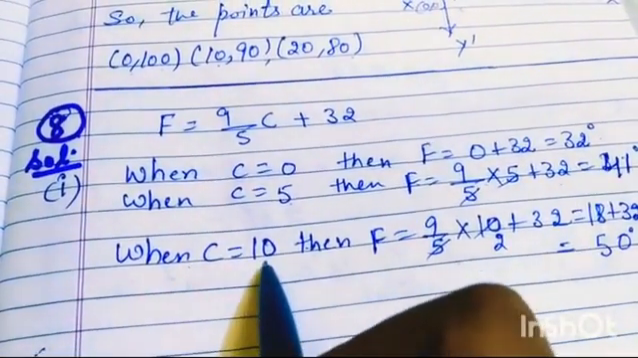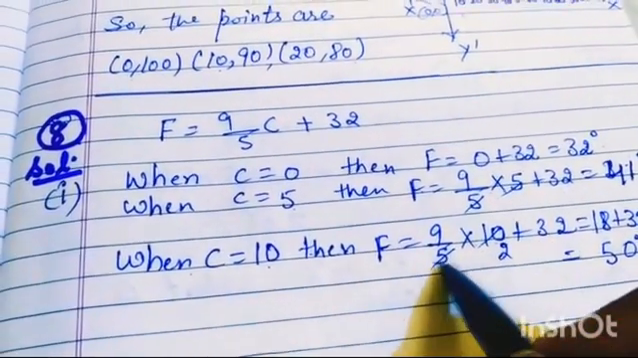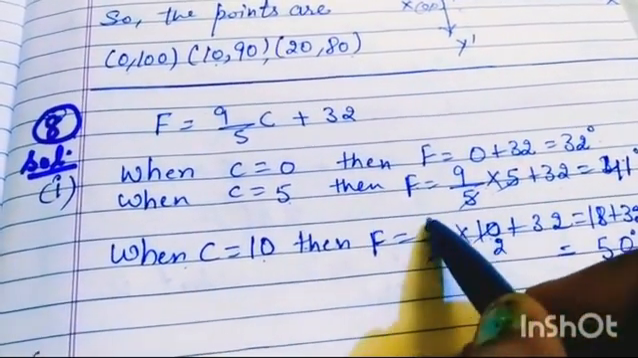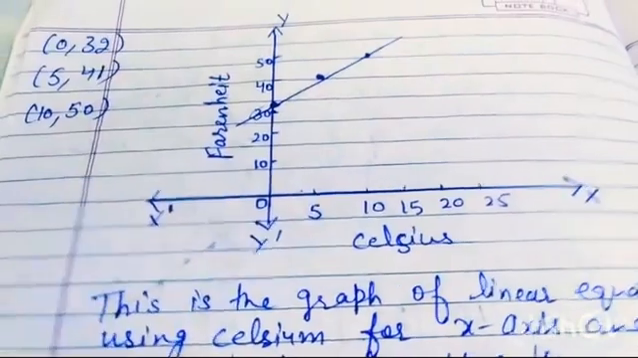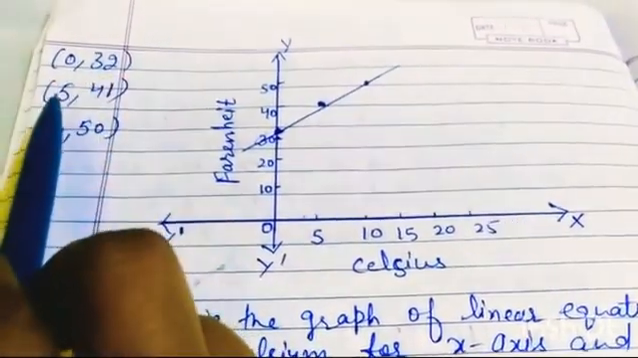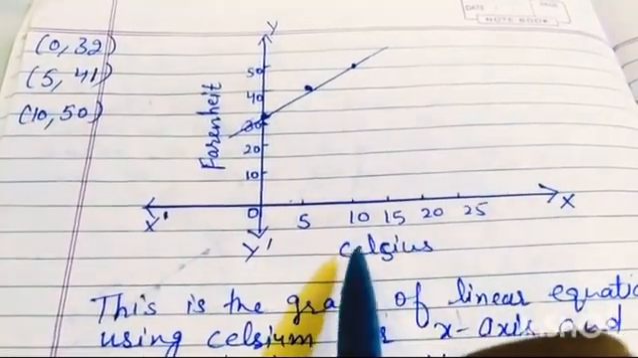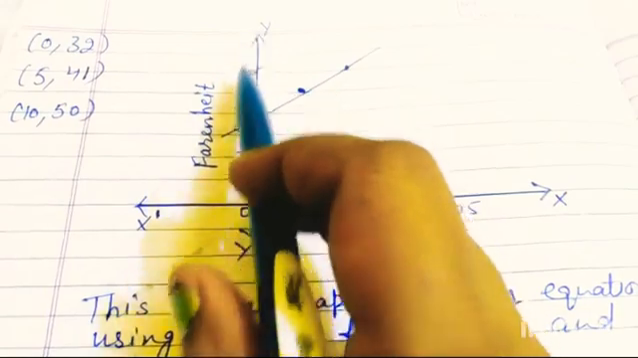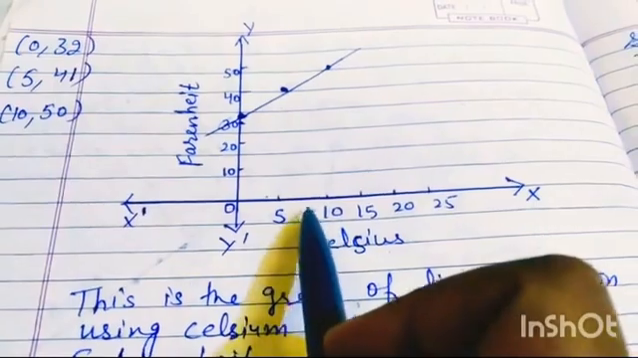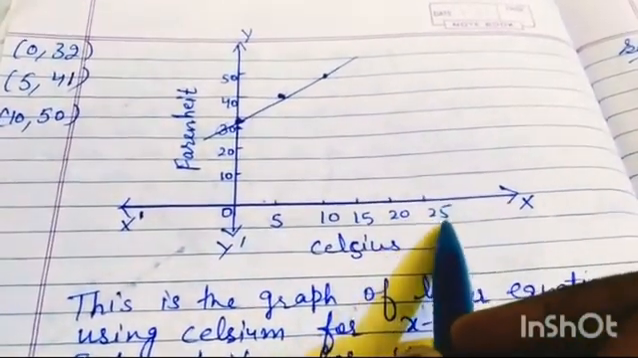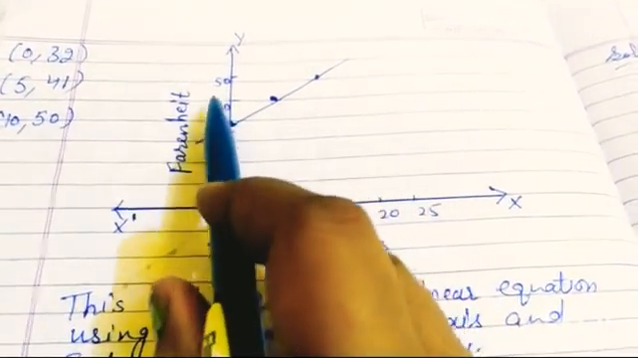Then when C equal to 10, then F equal to 9 over 5 multiplied by 10 plus 32. Then 5 twos are 10, then 9 twos are 18. 18 plus 32 equal to 50 degree. Therefore, we get the points. First is (0, 32). Second is (5, 41). Third is (10, 50). Now on x-axis, we will take Celsius and Fahrenheit on y-axis. Then we will take points 0, 5, 10, 15, 20, 25 on x-axis, and on Fahrenheit scale we will take points 10, 20, 30, 40, 50.